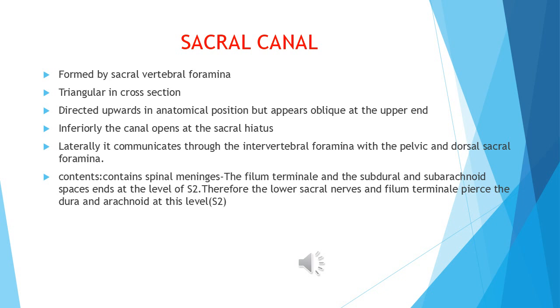Then the contents of the sacral canal are the spinal meninges, the filum terminale, and the subdural and subarachnoid spaces, which end at the level of S2. Therefore, the lower sacral nerves and the filum terminale pierce the dura and arachnoid at the S2 level.